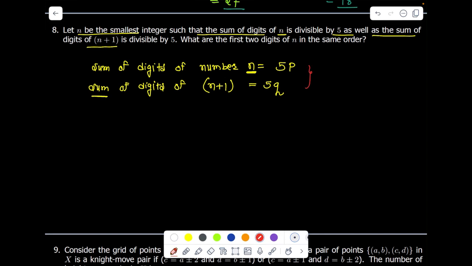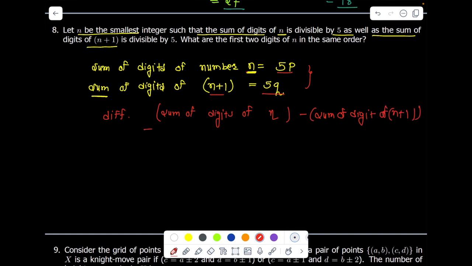So here is the logic. If the sum of the digits of the number is divisible by 5 and the sum of digits of n plus 1 is 5q, then if I take the difference, which means the sum of digits of n minus the sum of digits of n plus 1, isn't it 5p minus 5q? Can I say that it is 5 times (p minus q)? Which means the difference of these two is also divisible by 5.